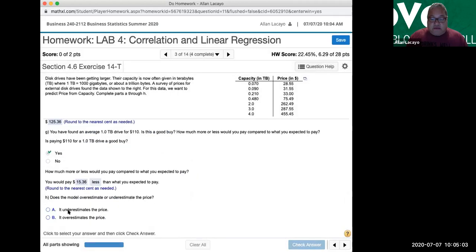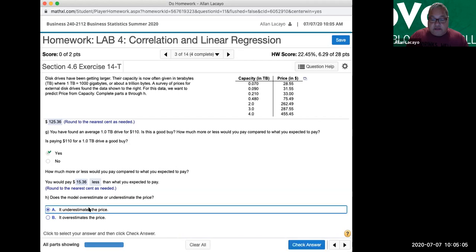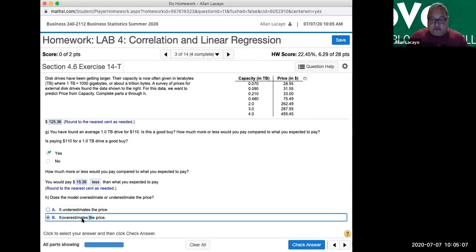And in this case, are you underestimating the price or are you overestimating the price? Well, the answer is you're overestimating the price. How do I know you're overestimating? You're overestimating because you are estimating more than what you actually paid. So when the residuals are negative, you are overestimating. When residuals are positive, you are underestimating.